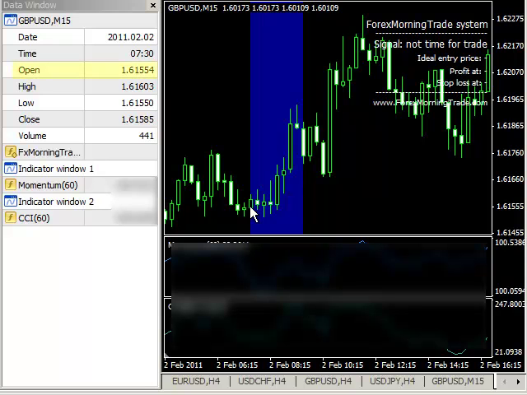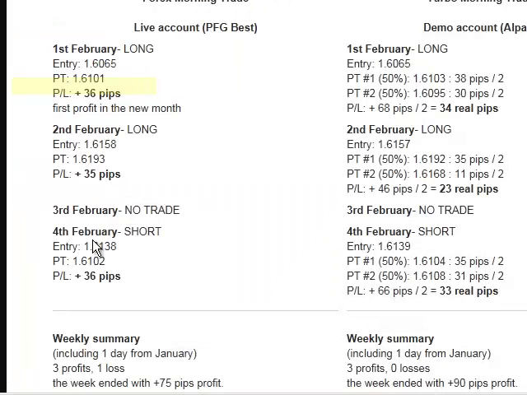It opened at 1.615 and just shot straight up. The profit target is going to be about 1.619, so it went up, right about between these two candles is when it hit the target. Now let's go to the 3rd of February.